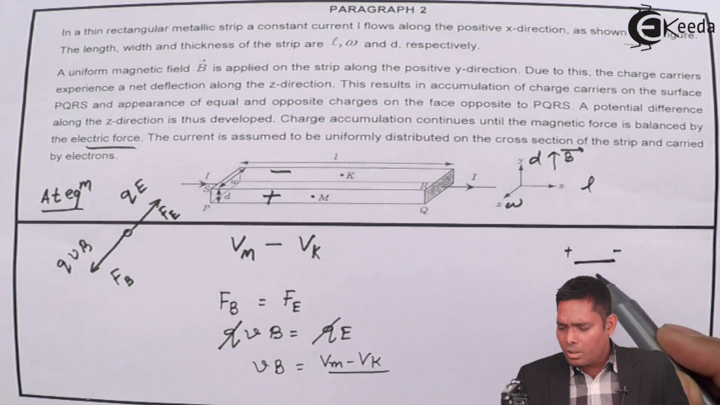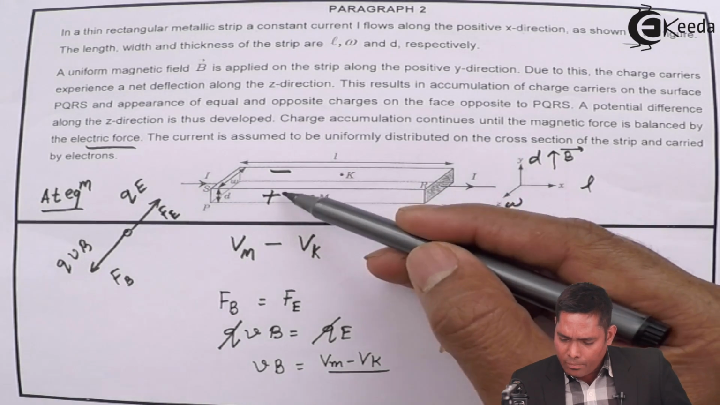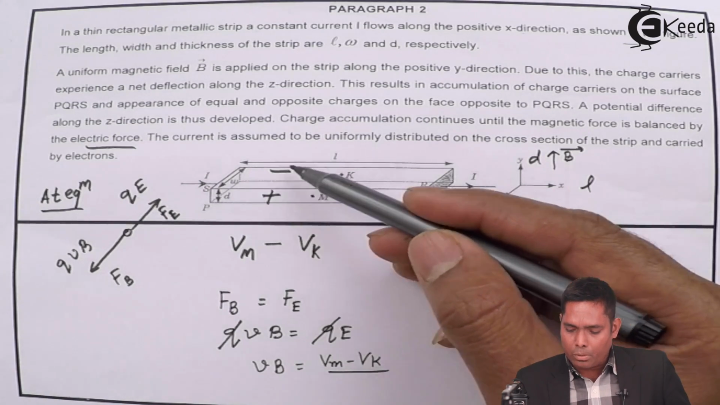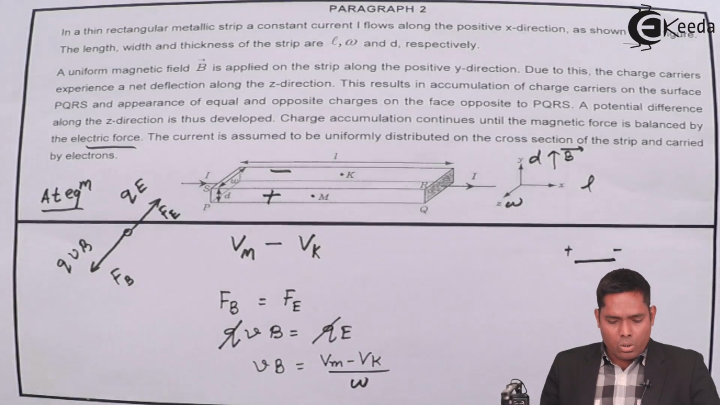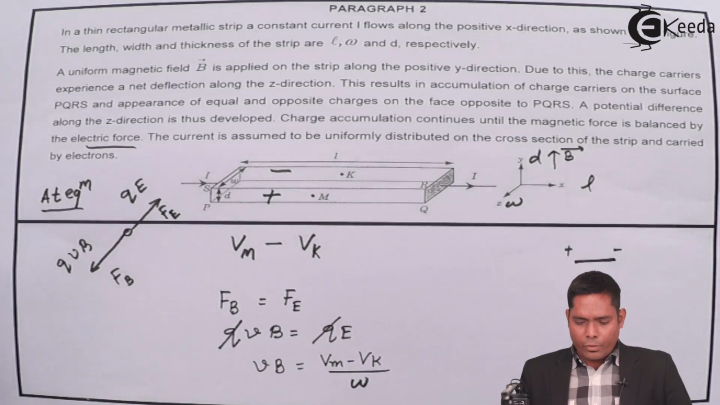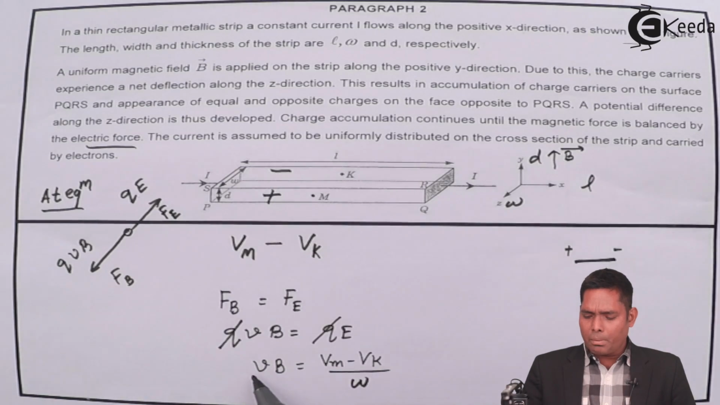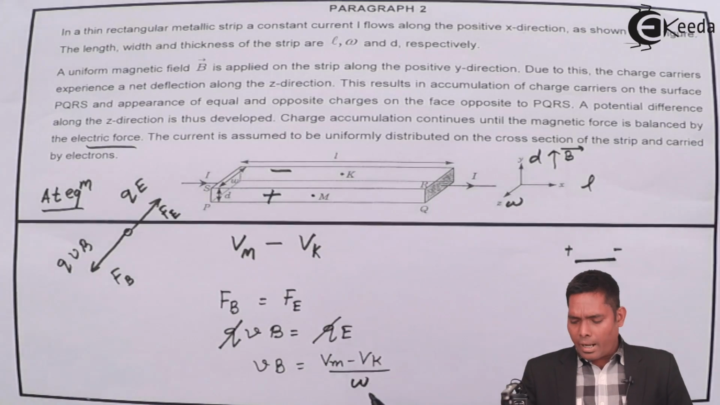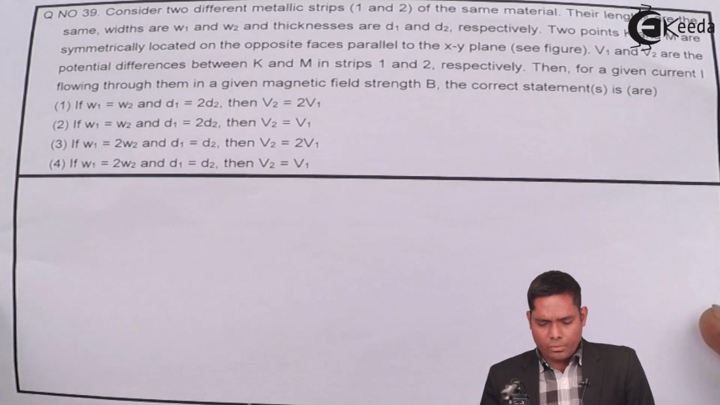The distance is what you divide by here. That means this one and that one, and the distance here is W. W is the width, so therefore it is W. So after this, we have to see the question. This velocity is obviously the drift velocity, because this is the velocity with which the charge will move. So this is the drift velocity, and therefore we have to see the questions for that.